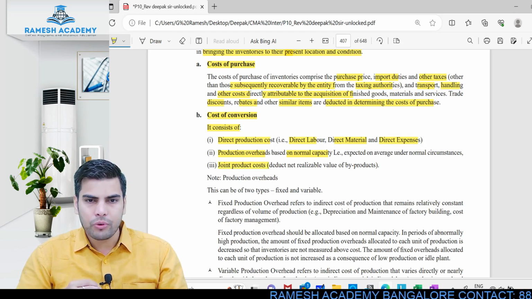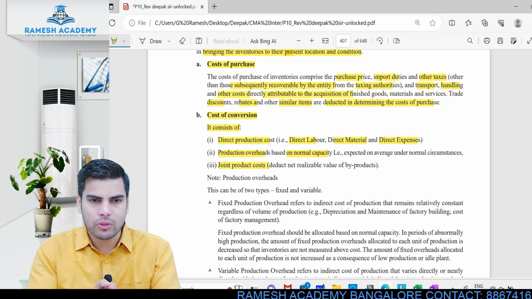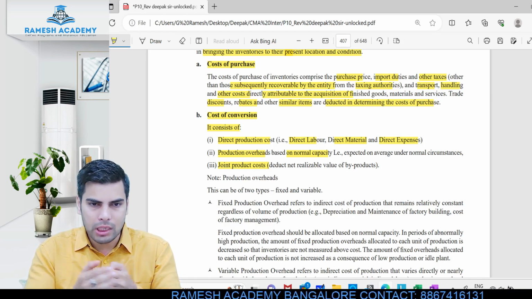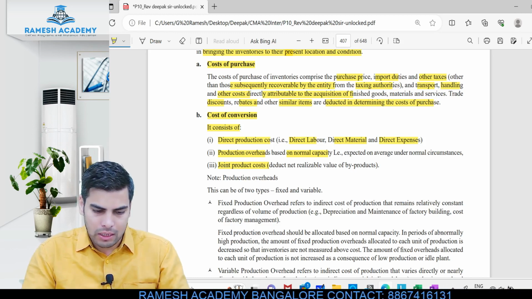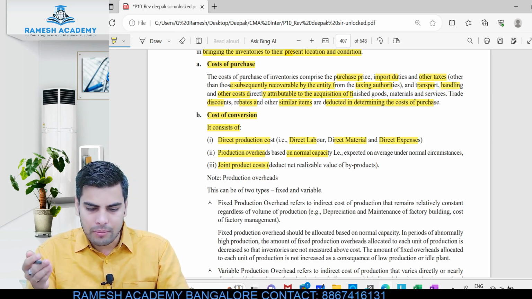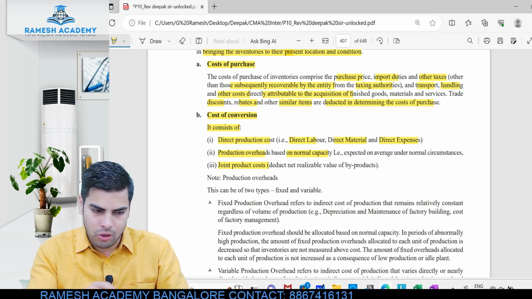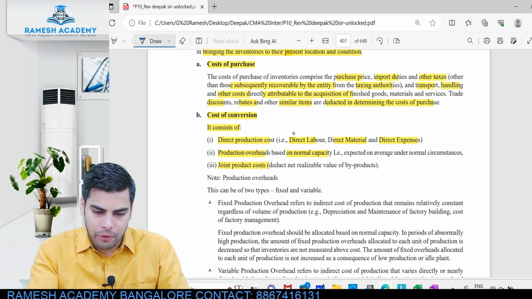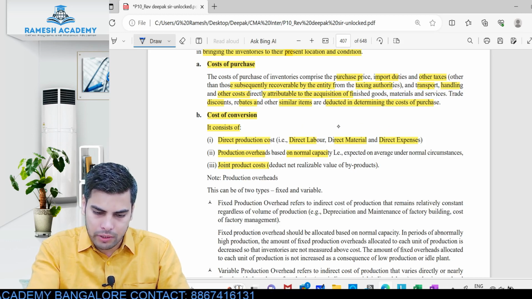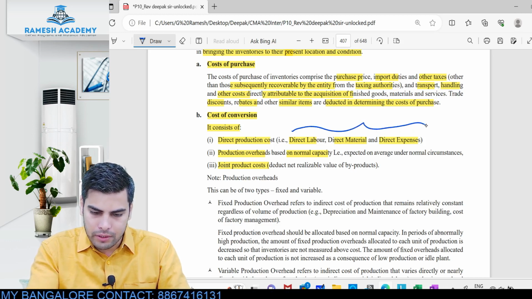What is cost of conversion? To convert a raw material into finished goods, what are the other expenditures which will be incurred? That is nothing but the production cost. What is production cost? It must be direct labor, direct material and direct expenses. All these three put together, if you are aware, we'll be calling it prime cost, right? These three items put together are called prime cost.